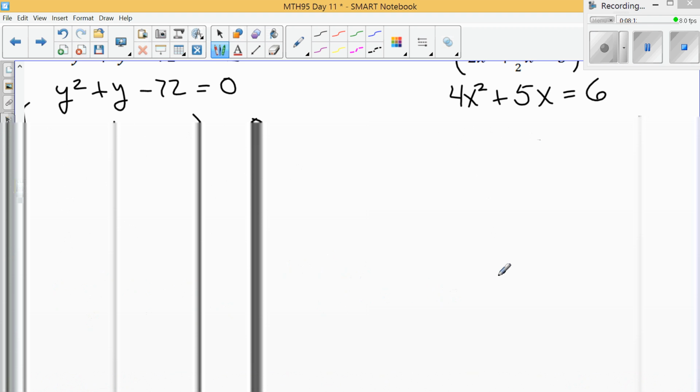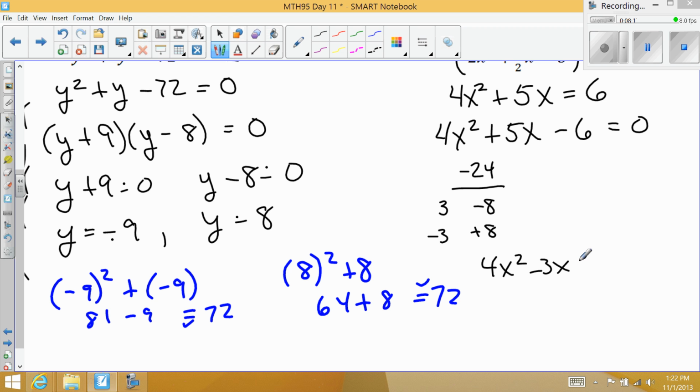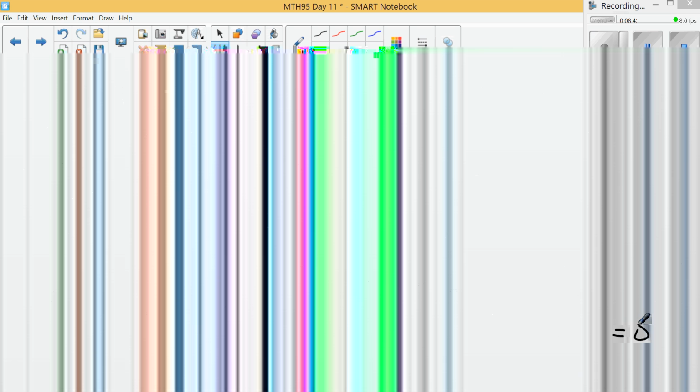So using that to expand out my quadratic equation here, I'll have 4x squared, subtract 3x, plus 8x, subtract 6 equals 0. Factoring by grouping, I can take an x out of the first pair, 4x subtract 3. Take a 2 out of the second pair, also gives me 4x subtract 3. So I've got my common factor. Factor that out: 4x subtract 3, x plus 2 equals 0.